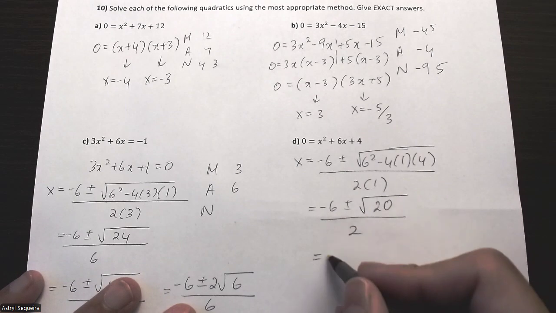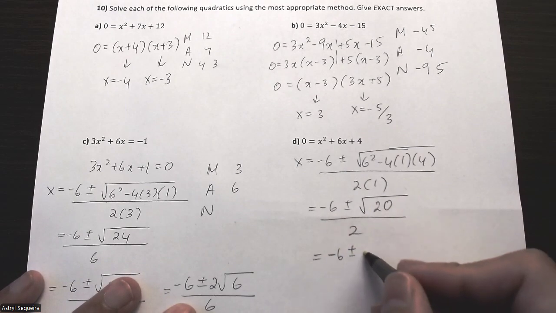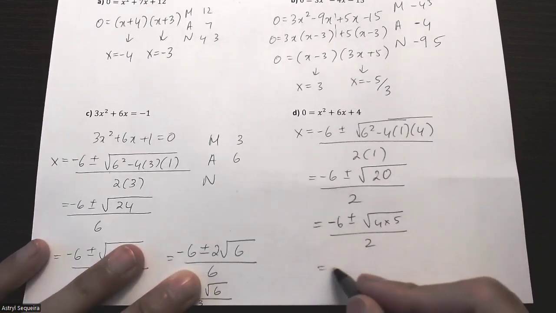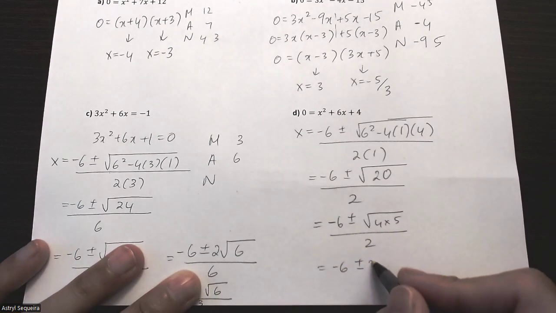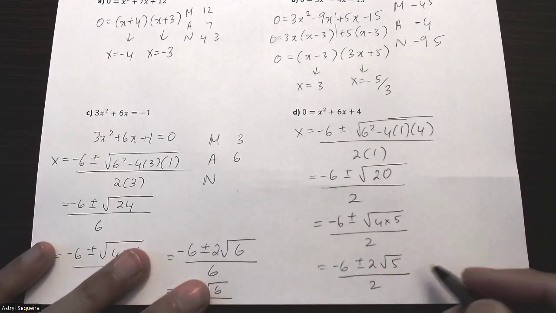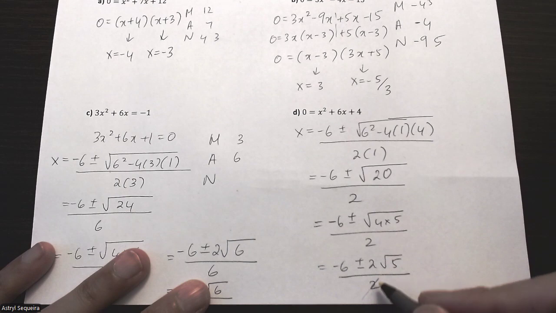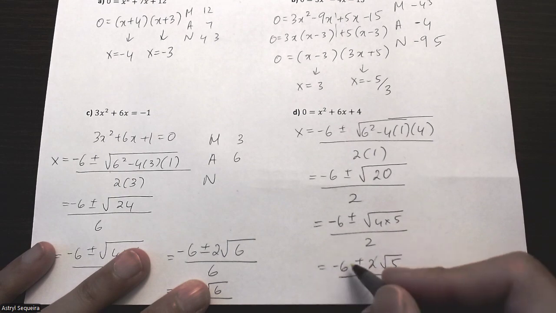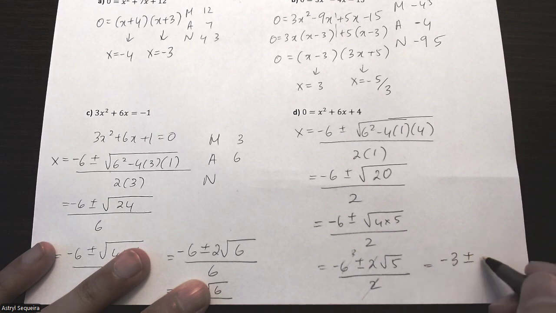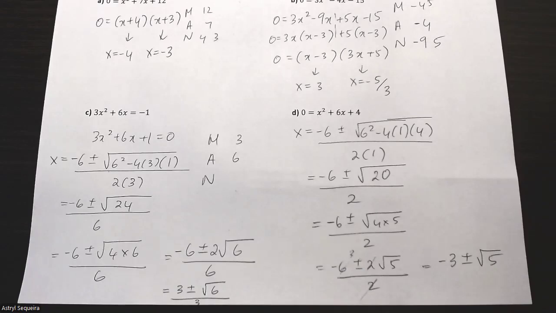I can simplify my radical into root of 4 times 5. And I can take out the root 4, which is just 2. And I can divide everything by 2. So if I divide everything by 2, that'll just disappear. That'll disappear. That'll become a negative 3. So final answer is just negative 3 plus or minus root 5 because the over 1 does not mean anything.